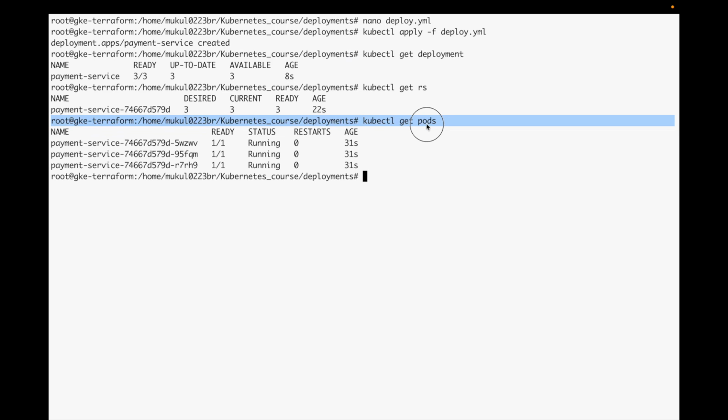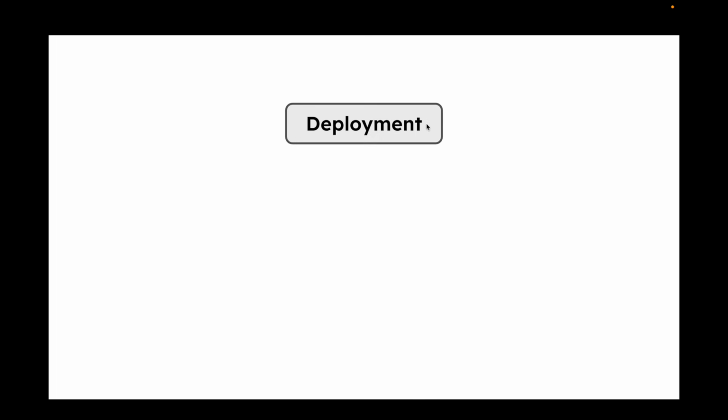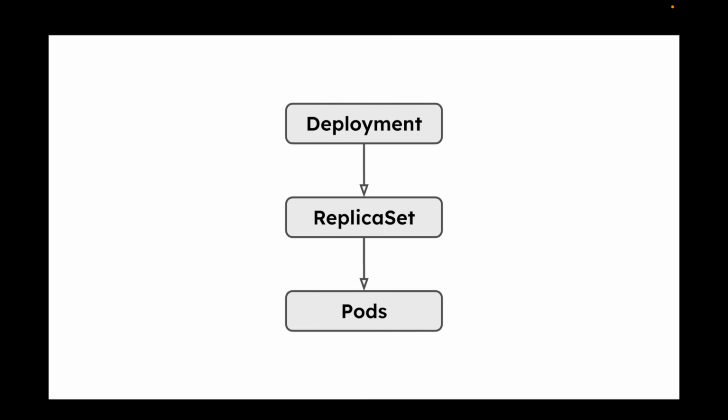All right, so here we can see that there are 3 pods created. To explain this once again, we created a deployment which in turn created a replica set, and this in turn created the pods for us.